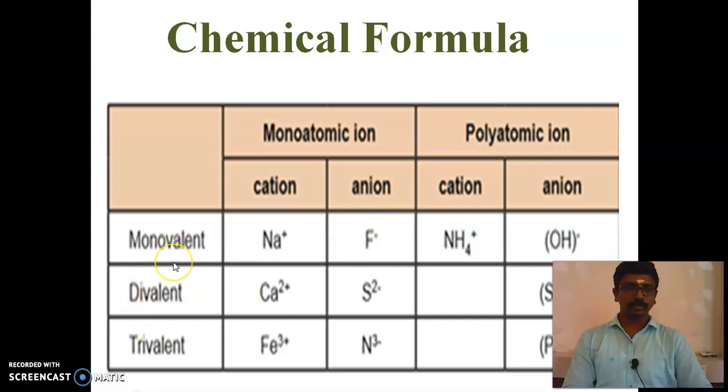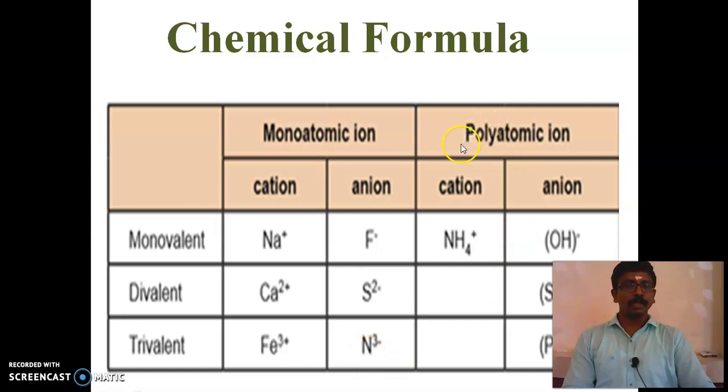And for divalent monoatomic cation, the example is Ca2 plus. Calcium is placed in the second group, and its valency is plus 2. For the monoatomic anion, it is sulfide, S2 minus. And next is trivalent. Tri indicates 3. For trivalent, the monoatomic cation is Fe3 plus, and the monoatomic anion is N3 minus.